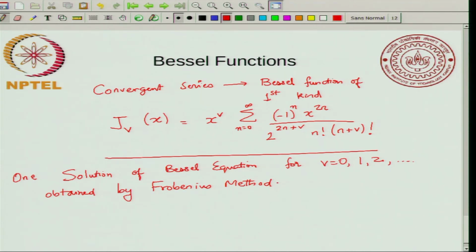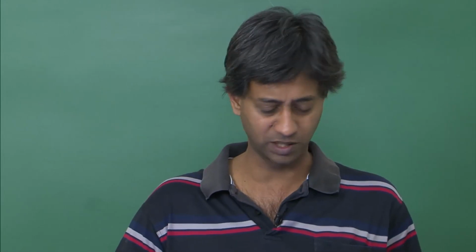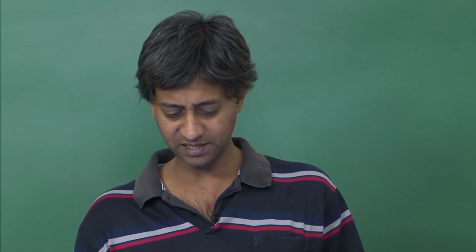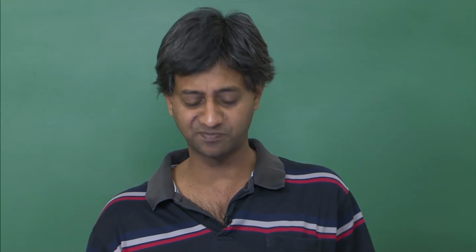The other solution is obtained by variation of parameters, and this is sometimes called the Bessel function of second kind and so on. But basically we will just stop here in the discussion of Bessel functions.